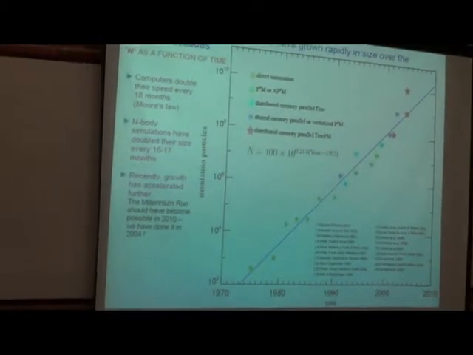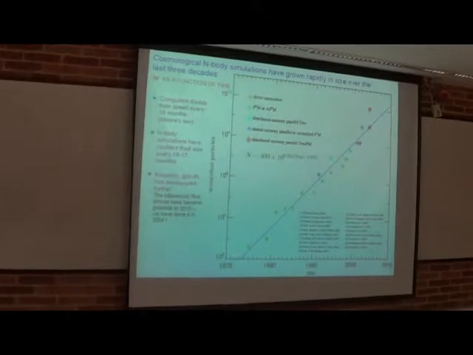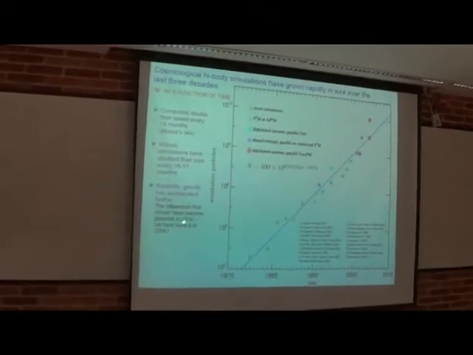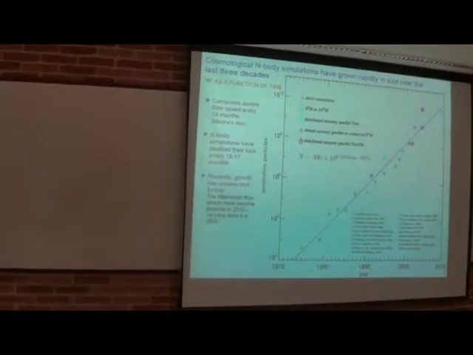So this is again taken from somebody from the Millennium people. This is the reason why you see here the Millennium run should have become possible in 2010, but they did it already in 2004.